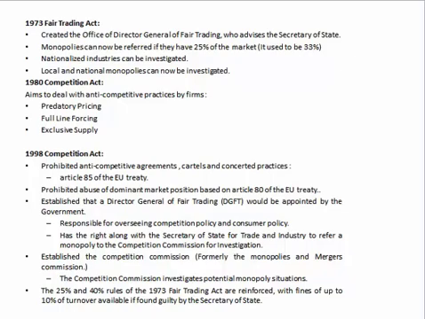He or she has the right, along with the Secretary of State for Trade and Industry, to refer a monopoly to the Competition Commission for investigation. The act established the Competition Commission, formerly the Monopolies and Mergers Commission. The Competition Commission investigates potential monopoly situations.